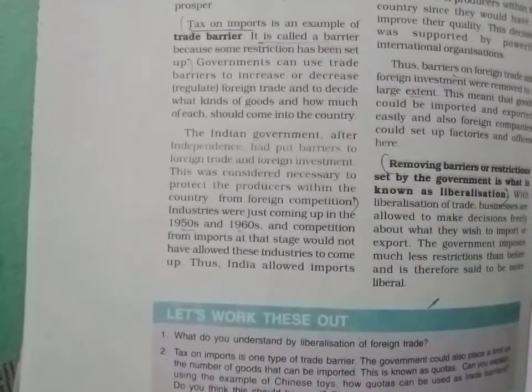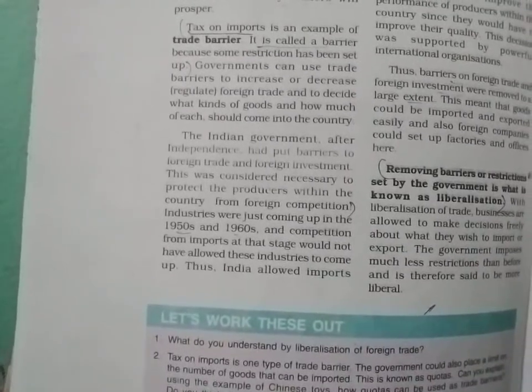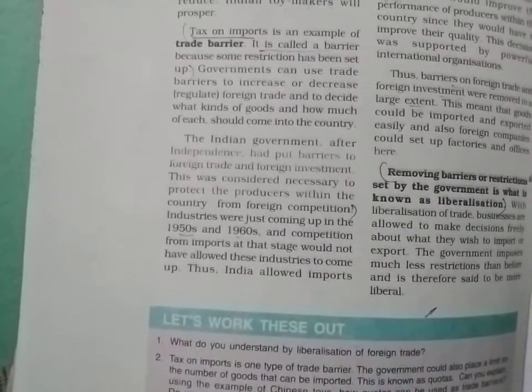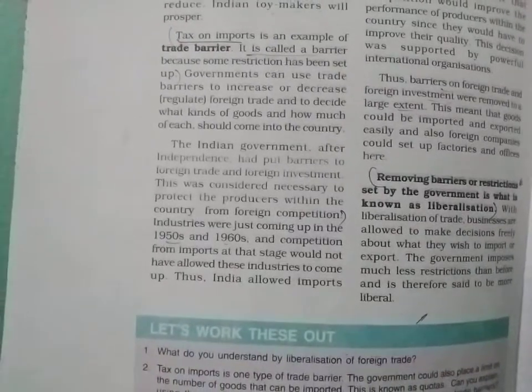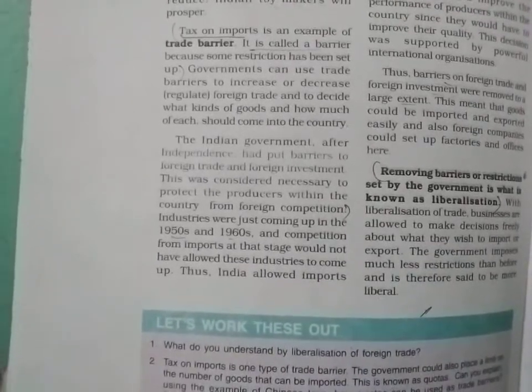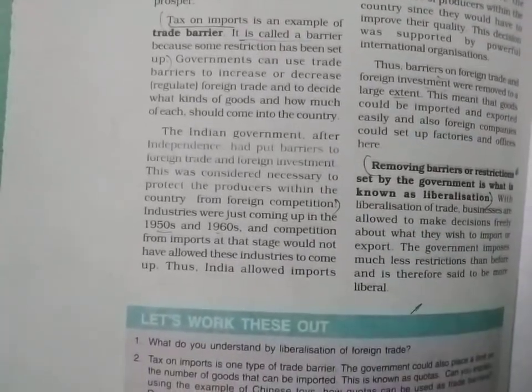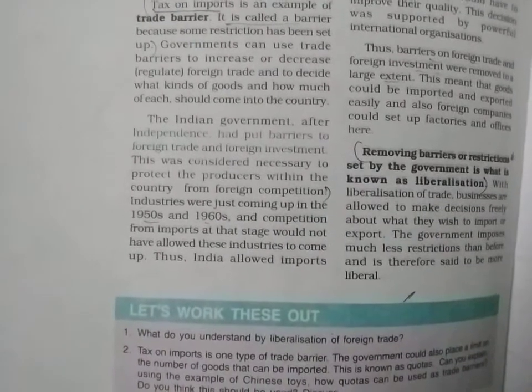From time to time, the government of India has put up trade barriers, meaning some obstacle in doing business in coming to India. That means this is one type of checking that the government of India is doing. This is one type of increasing and decreasing the products which should come and which should not come.